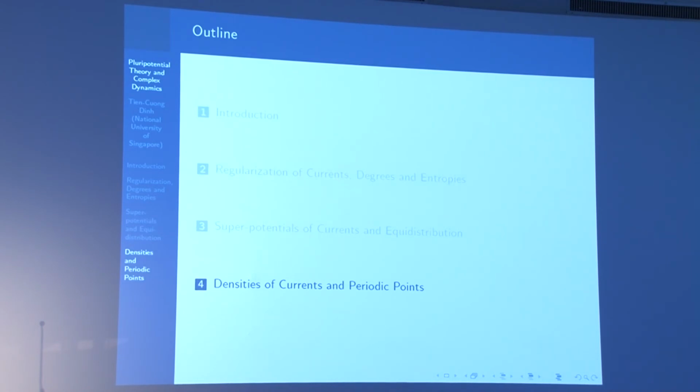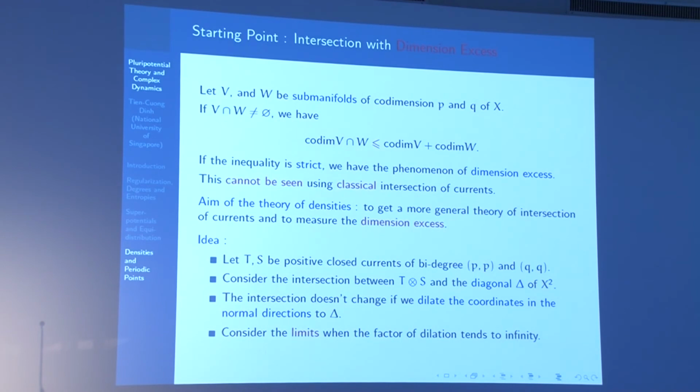Okay, so now let me discuss the last topic. As before, take this example. You have two submanifolds or subvarieties of codimension p and q in X. We always have that the codimension of the intersection is smaller or equal to the codimension of V plus the codimension of W. But it's possible that the inequality here is strict. And in this case, we have the phenomenon of dimension excess. So the intersection has dimension larger than the expected dimension.